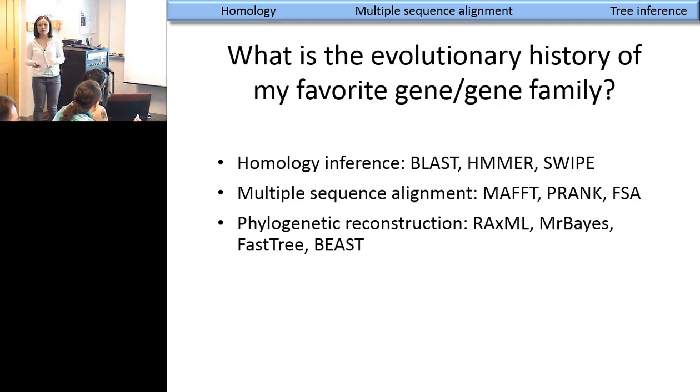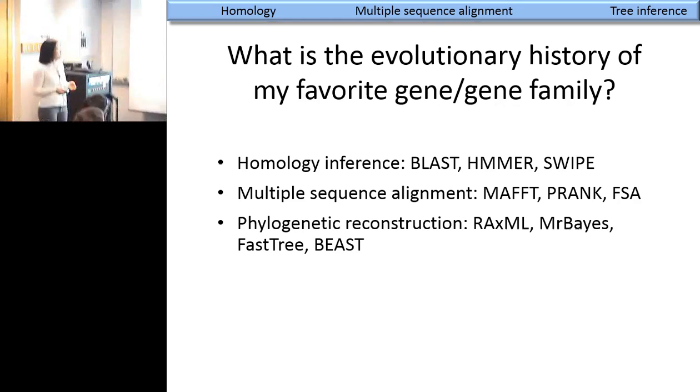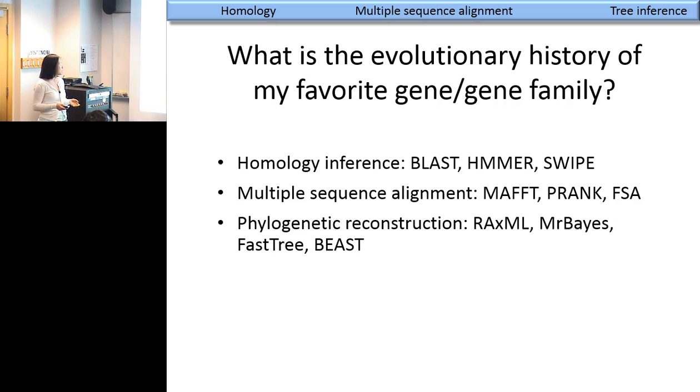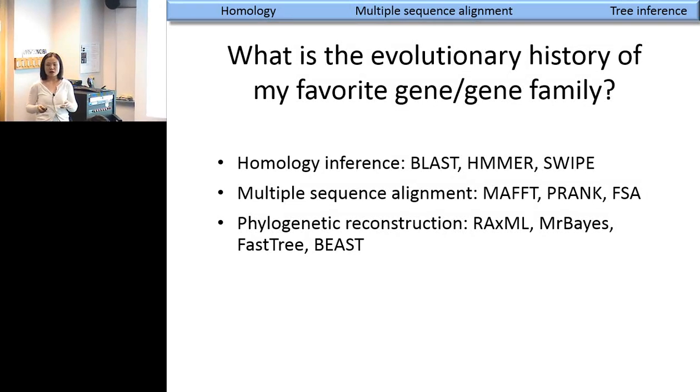Basically, building a gene tree takes three basic steps. First is homology inference, finding which gene sequences you should include. The second is multiple sequence alignment. And the third one is actually building the tree. The last step is actually the least problematic step.